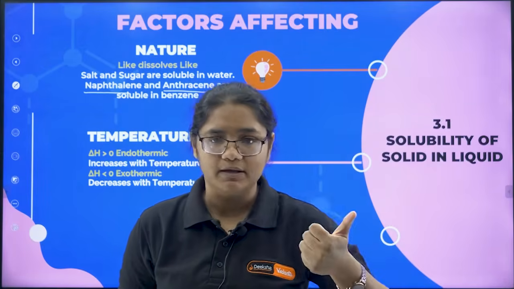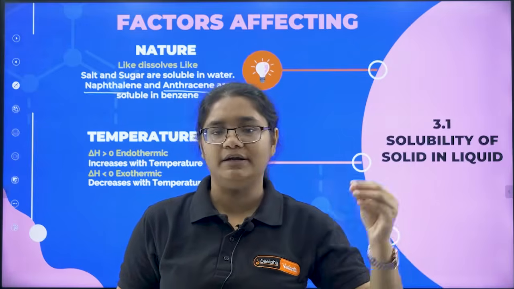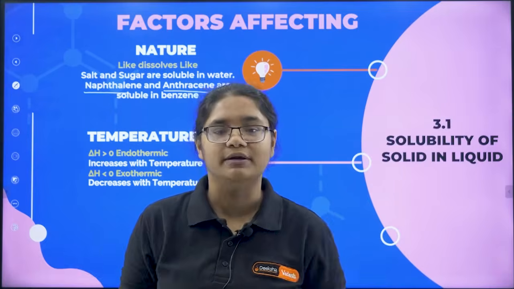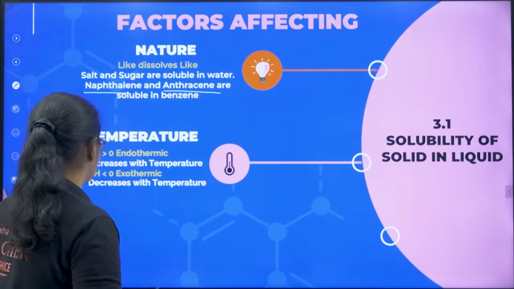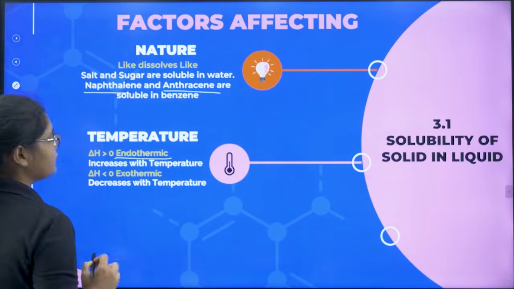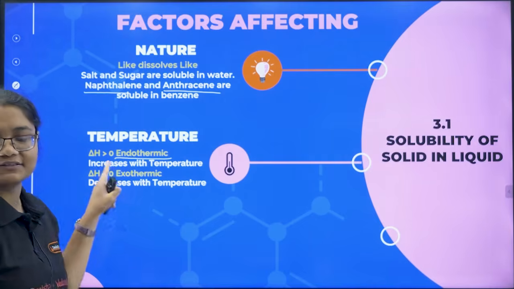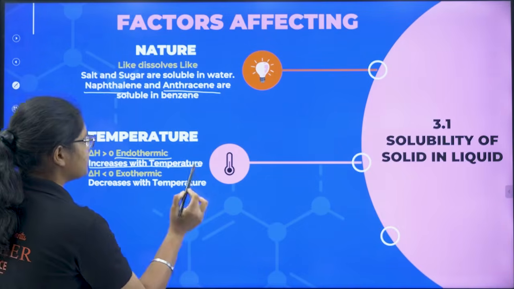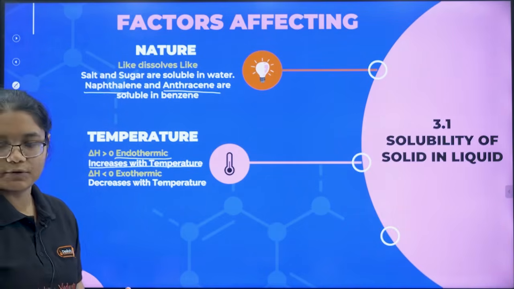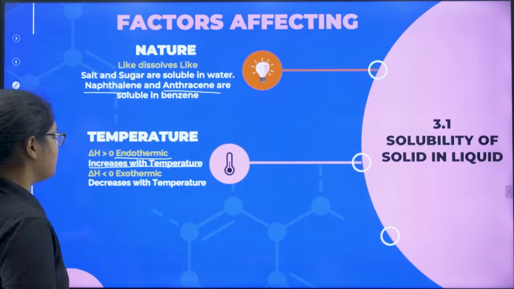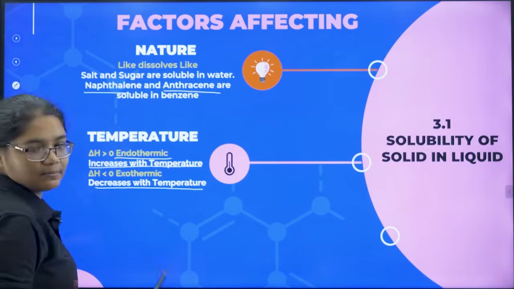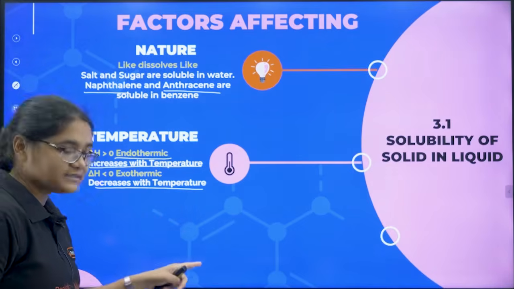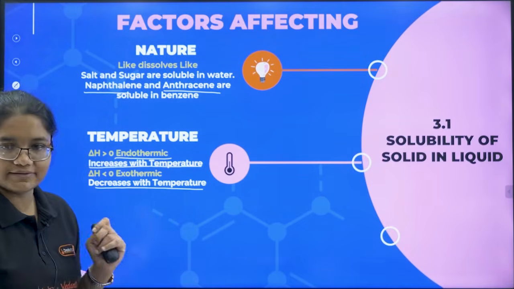If it is endothermic, if you increase the temperature, solubility will increase. If it is exothermic, if you decrease the temperature, solubility will increase. So you can see here, if it is endothermic, how do we represent endothermic? Delta H is greater than 0, right? So if it is endothermic, solubility increases with temperature. Next, if it is exothermic, it decreases with temperature, means if you increase the temperature, solubility will decrease. If you decrease the temperature, solubility will increase.